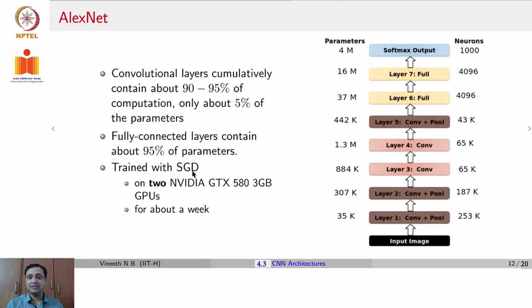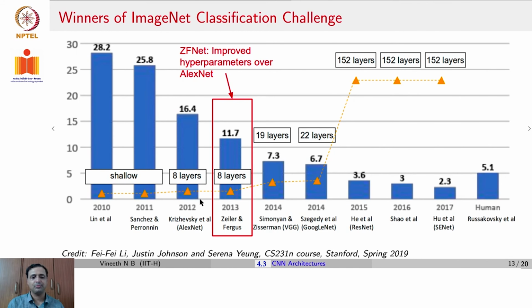The AlexNet was trained with SGD, as I mentioned, on 2 NVIDIA GTX 580 GPUs, and that's what allowed them to fork the feature maps into 2 different GPUs, and it took them about a week to train this architecture. Today it can be done in much less time thanks to improvement of GPUs, but at that time it took them a week to train this architecture.